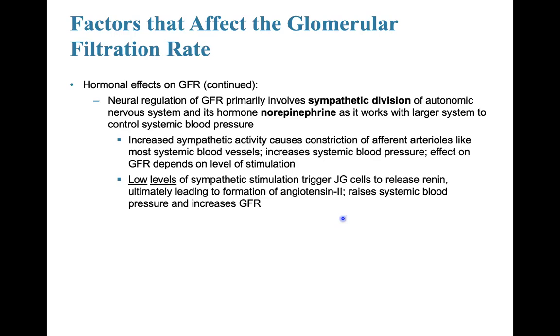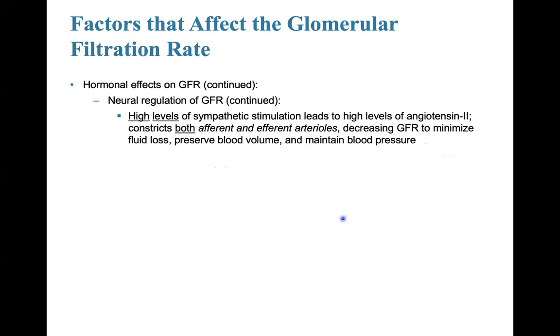Increases in systemic blood pressure affect the GFR, and this depends on the levels of stimulation. Low levels of sympathetic stimulation will trigger the JG cells to release renin, and then you know what happens from there on in. You're going to increase your blood pressure and increase your GFR. High levels of sympathetic stimulation lead to high levels of angiotensin II, which constricts both afferent and efferent arterioles, decreasing GFR to minimize fluid loss, preserve blood volume, and maintain blood pressure.